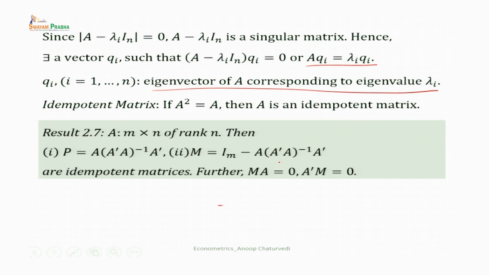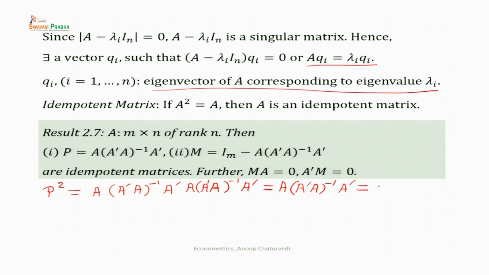an idempotent matrix. So, you can easily obtain P square equal to A (A transpose A) inverse A transpose, then we again take P, then A transpose A into (A transpose A) inverse is equal to the identity matrix. So, you get A (A transpose A) inverse A transpose, and this is equal to P. Similarly, you can verify that M square is equal to M. So, M is also an idempotent matrix.